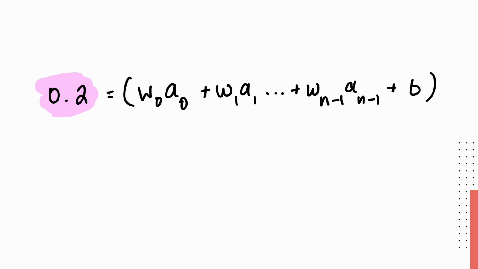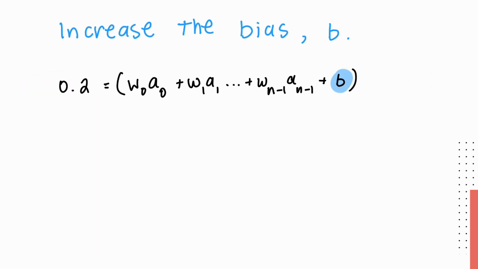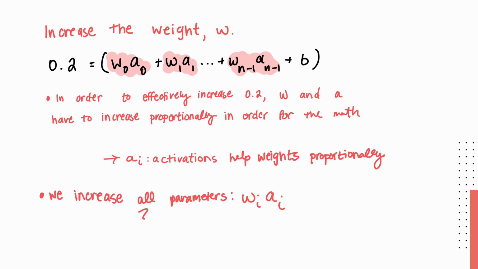So specifically, let's take a look at the bias. So we need to increase the bias. That is the most simple part of manipulation here. Another thing we can consider is increasing the weight, which are the W variables here.